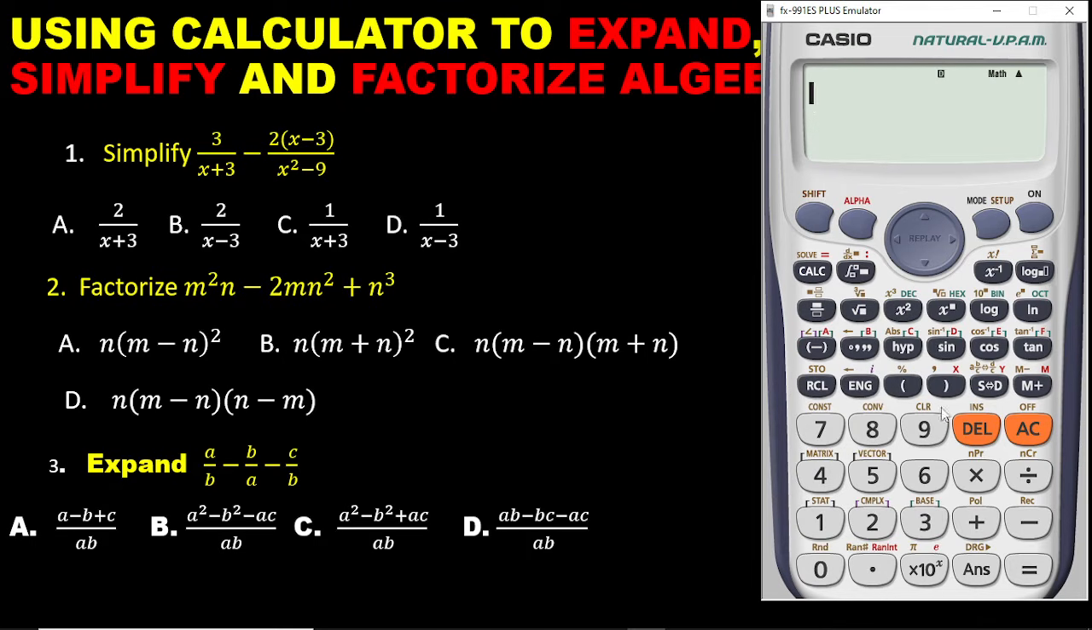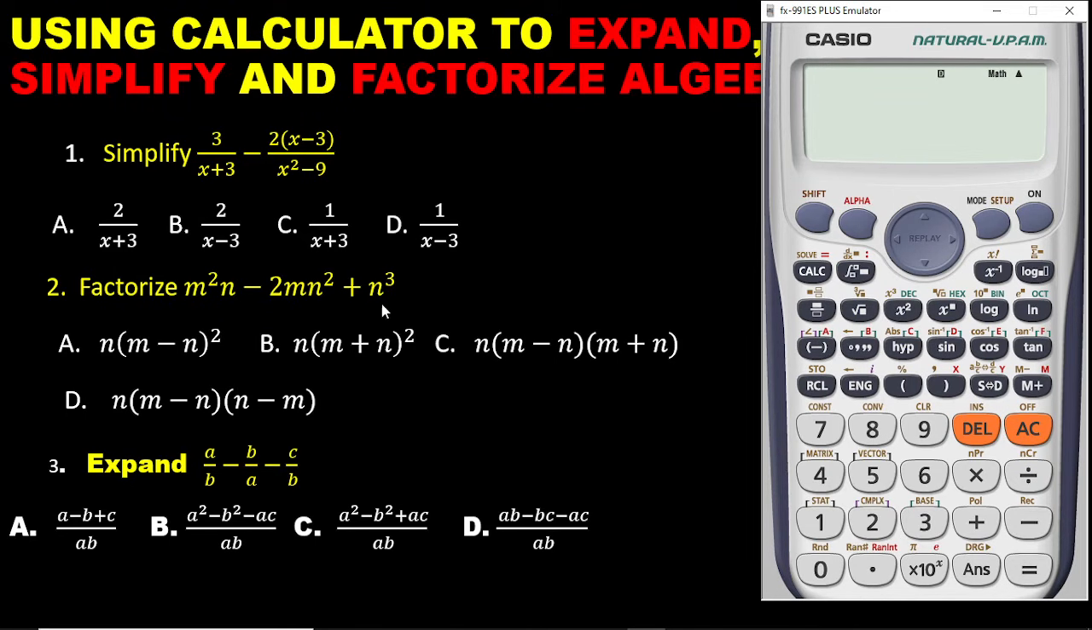So question 2. Now question 2, we have to factorize m squared n minus 2mn squared plus n cubed. Now obviously I don't have the n on the calculator. So what I want to do is that wherever I see m, I am going to put a there. And where I see n, I am going to put b there. So the question is using m and n. But on my calculator, I am going to use a and b. Now remember, a represents m and then the b represents n.